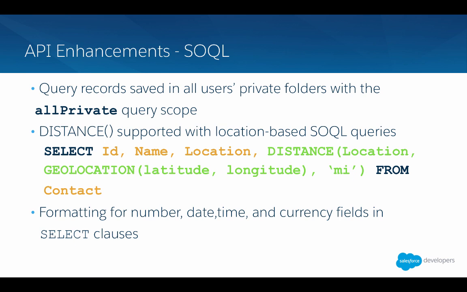Now around SOQL, there are a few big nuggets in this release. The first of which is your ability to query for users' private folders. So previously this was totally private, but using the AllPrivate query scope, now you can see not only the folders but also what's within them.